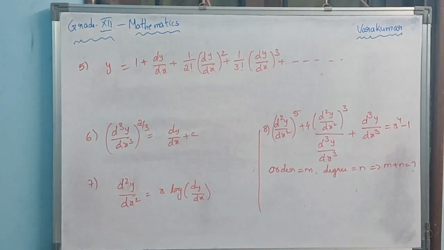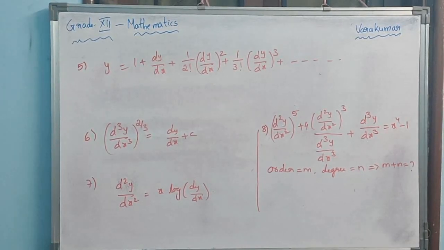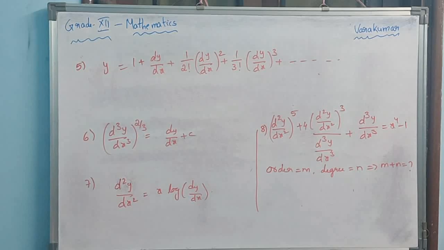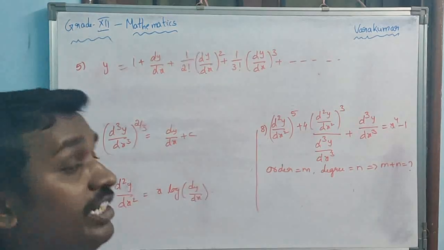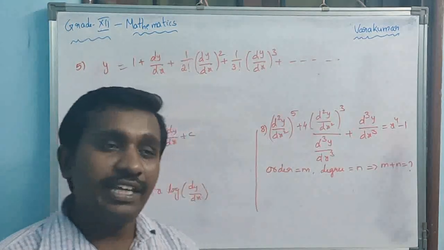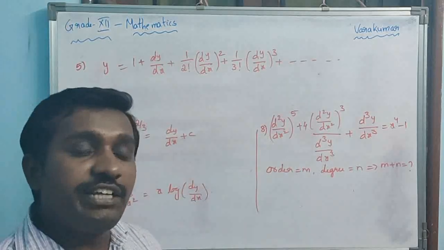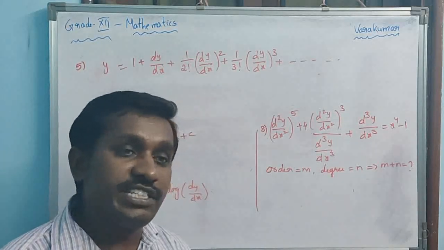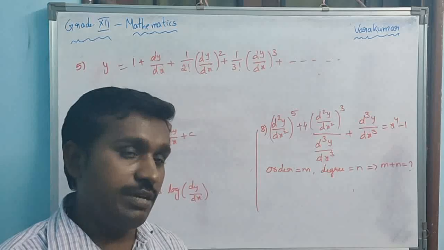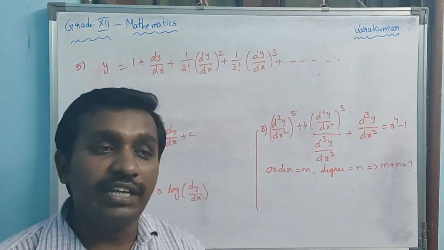Okay, now if you see on the board, 4 more examples here. y is equal to 1 plus d by dx plus 1 by 2 factorial (d by dx) whole square plus 1 by 3 factorial (d by dx) whole cube and so on. Here the order can be defined as d by dx, because everywhere only the power is going to change, but d by dx is common. So order is okay. Then what about degree?